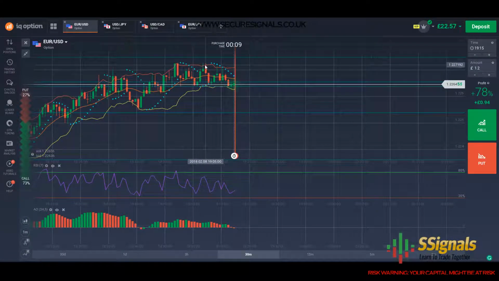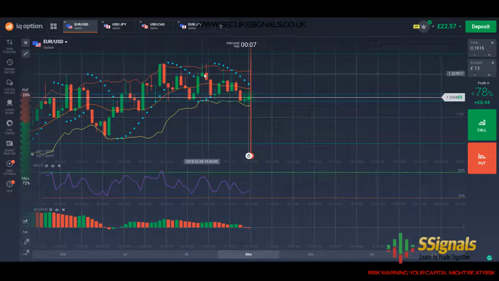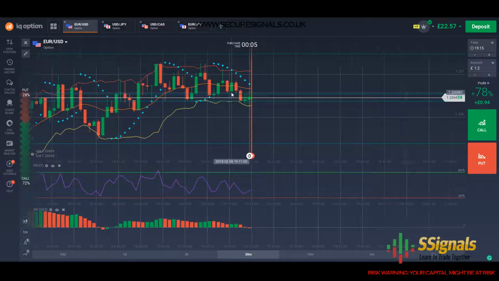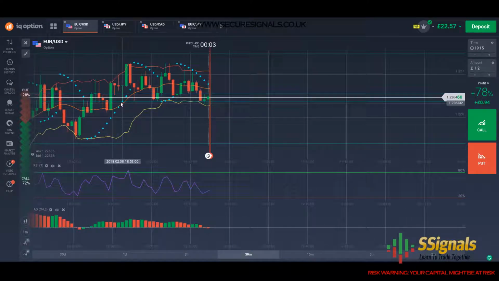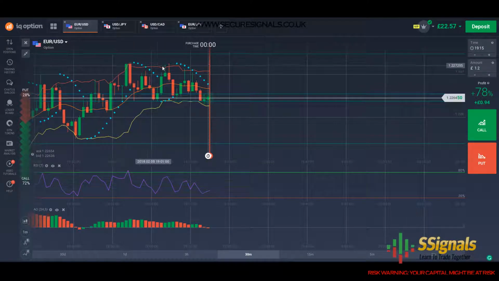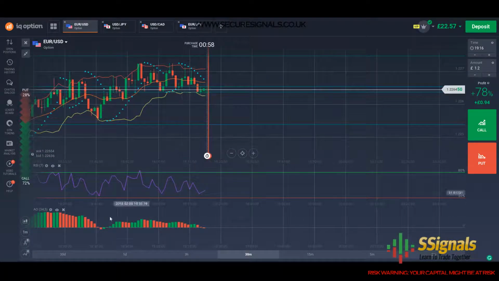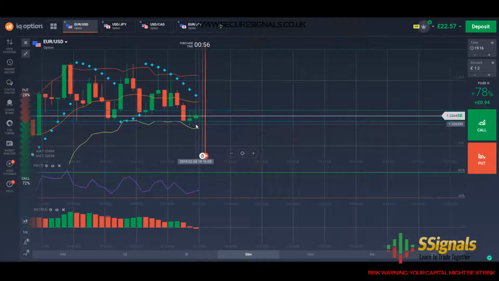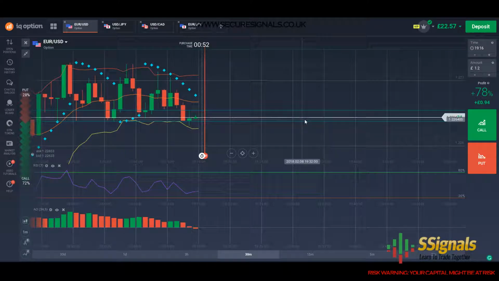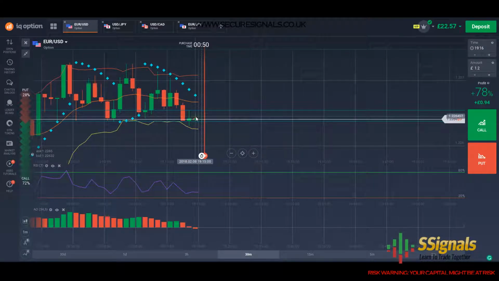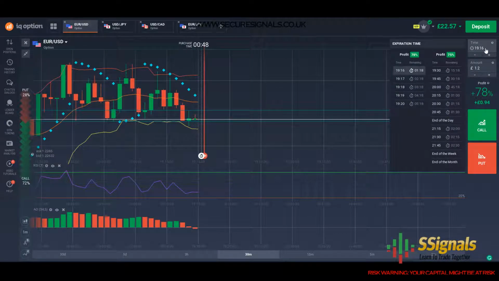There's a double top formed here, and price will look to break this region now. It's tested this so many times. Create the double top, should be going down. I'm going to wait for the one candle to close beyond here and then enter a 1-minute put. So if this candle is to close, I will be entering for 19.16.